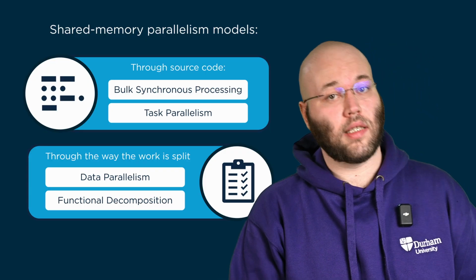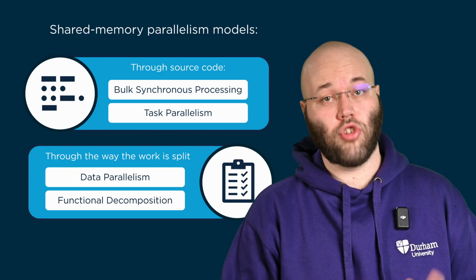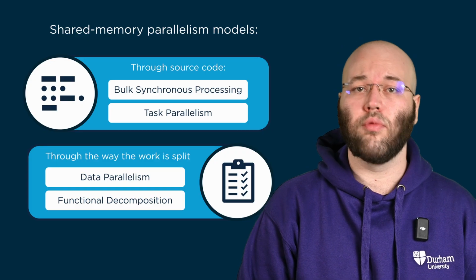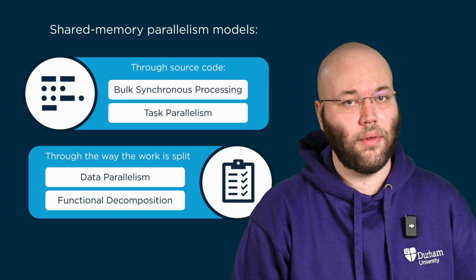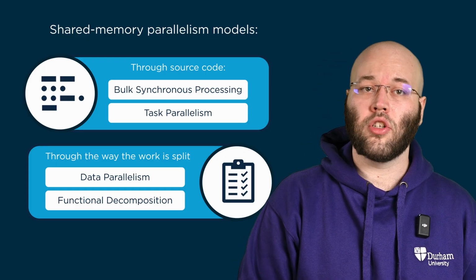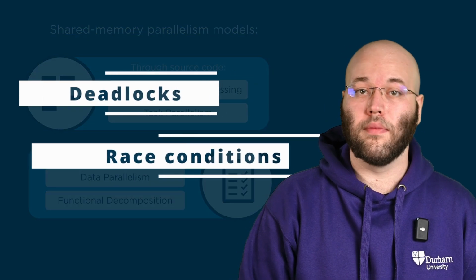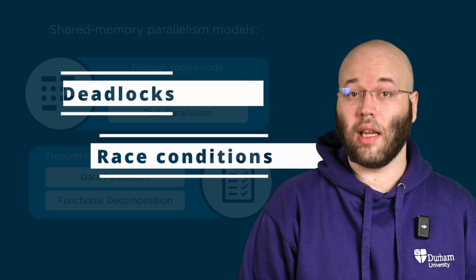Now, having discussed the two most common approaches to shared memory parallelism, let's have a look at some common challenges which arise when parallelism is involved. We already briefly mentioned the first two we'll look at, namely deadlocks and race conditions. They are dangerous because they can break your code's execution or correctness. Let us begin with race conditions.